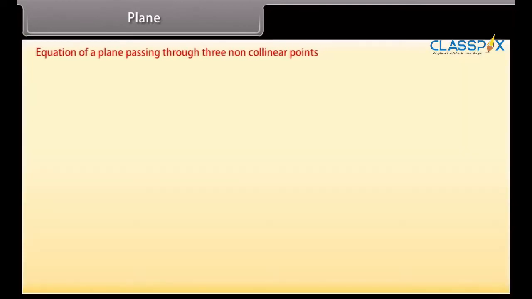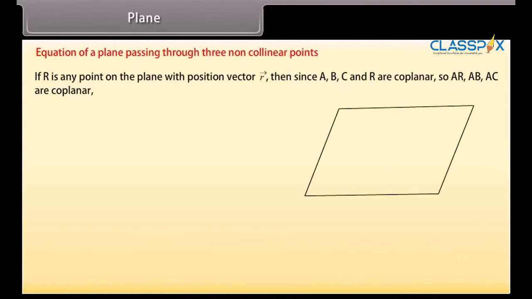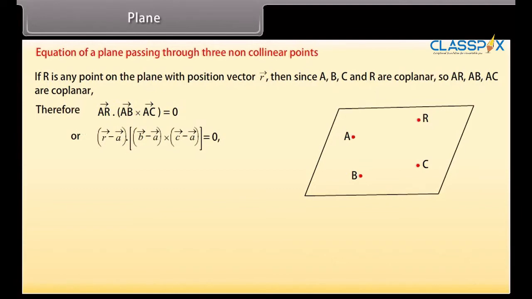Equation of a plane passing through 3 non-collinear points. If R is any point on the plane with position vector r, then since A, B, C and R are coplanar, AR, AB, AC are coplanar. Therefore, dot product of vector AR and cross product of vector AB and vector AC equals 0. Or dot product of vector R minus vector A and cross product of vector B minus vector A and vector C minus vector A equals 0.